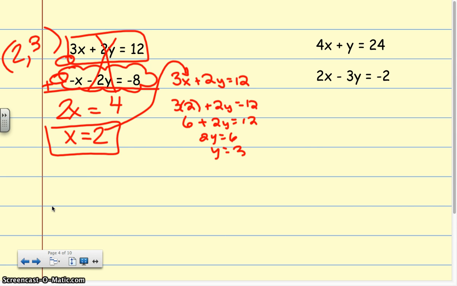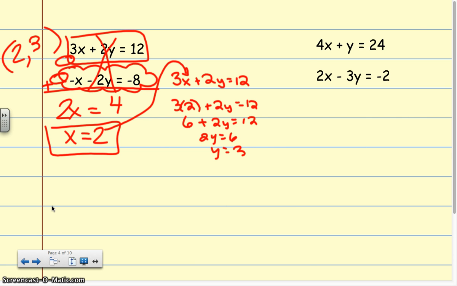Now look at the next example. We have 4x plus y is 24, and 2x minus 3y is negative 2. Is any one of those an opposite of the other? No, right? I have a 4 and a 2. I would need a 4 and a negative 4, right? I have a 1 and a negative 3. So that tells me I'm going to have to make one an opposite of each other.